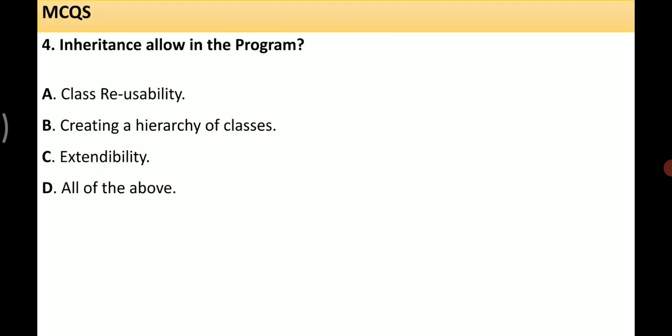The next question is: what does inheritance allow in the program? We have the options class reusability, creating a hierarchy of classes, extendability, and option D, all of the above. The correct answer is all of the above. Inheritance provides reusability, creates a hierarchy of classes, and also provides extensibility.